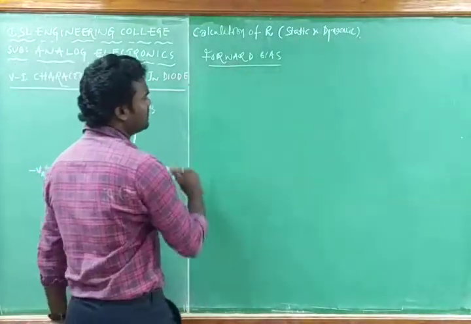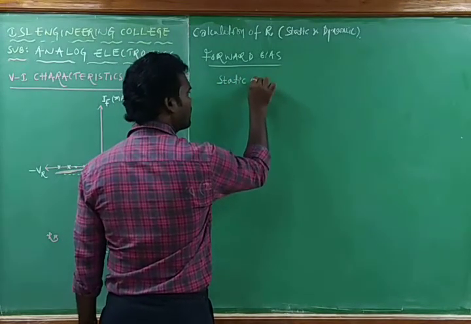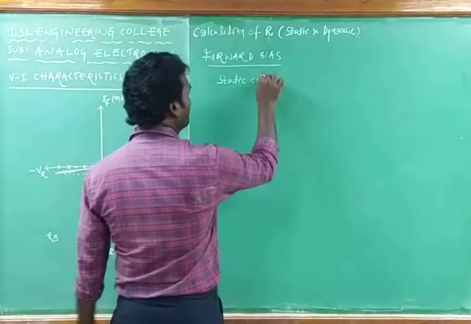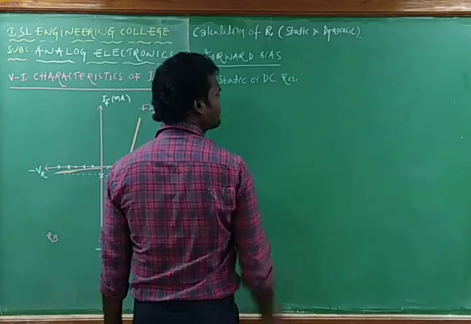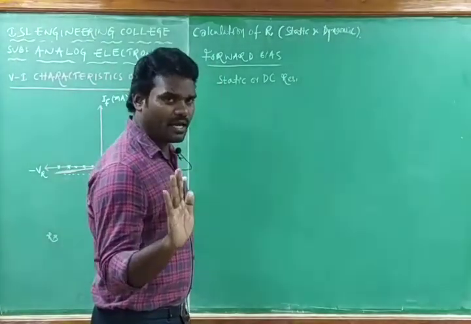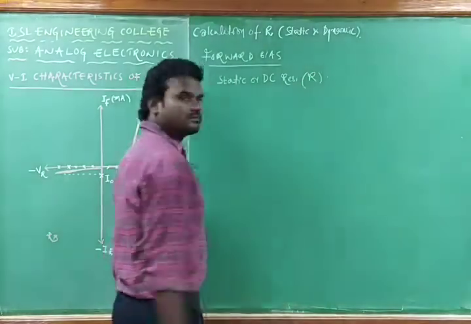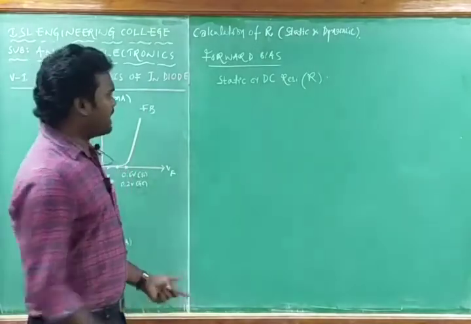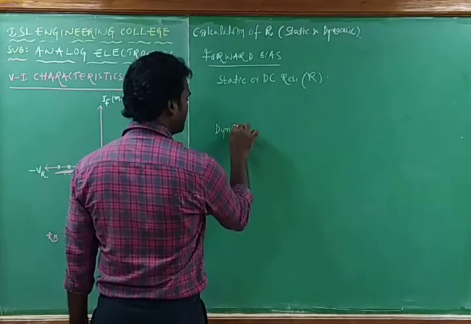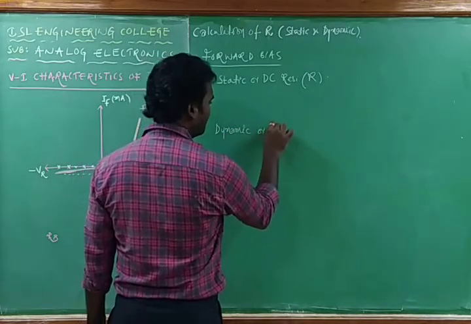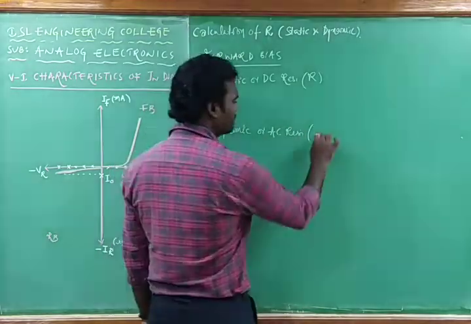In the forward bias VI characteristics, we have to define the static resistance, also named fixed resistance or DC resistance. Static or DC resistance, you should remember, is always represented with a capital R. Then after defining the static resistance, we have to define the other resistance, called dynamic resistance, also named AC resistance, and it is always represented with a small r.